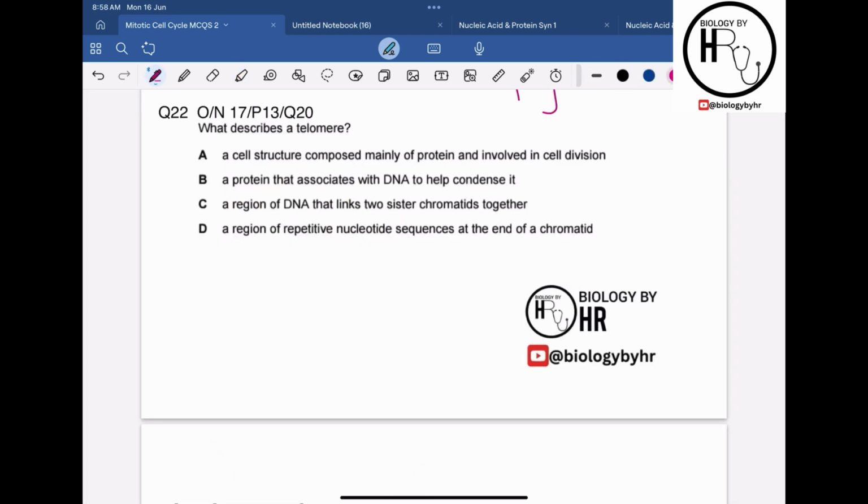Now let's move on to question 22, which is from October-November 2017, paper 1-3, question 20. The question here says: what describes the telomere?